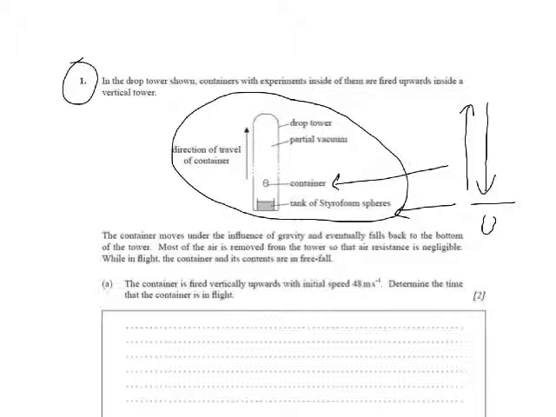The container is fired vertically upwards with an initial speed of 48 meters per second. Determine the time that the container is in flight. This is a really straightforward equations of motion question. So the first thing that you must always do with an equations of motion question is to write down the symbols for SUVAT, fill the information in, and write the equations down so you can begin to choose which is the right one. So I'll do that now.